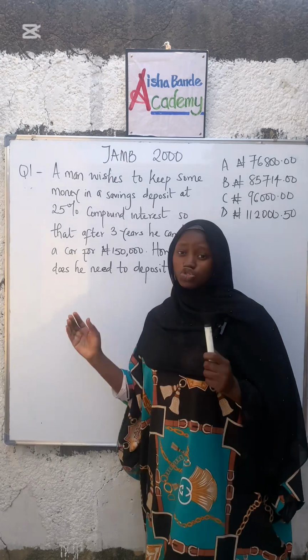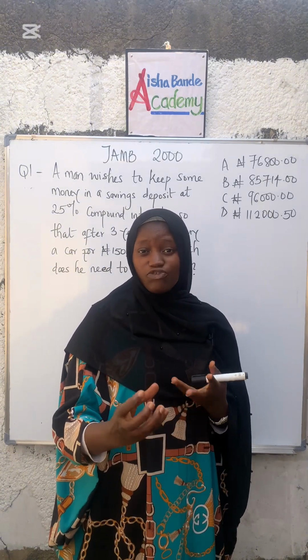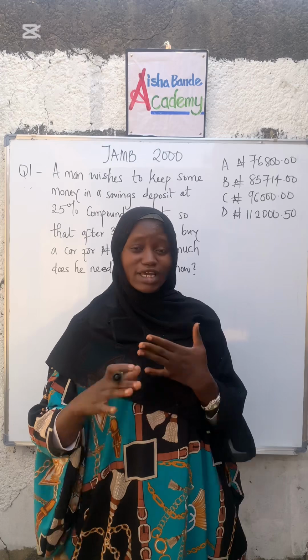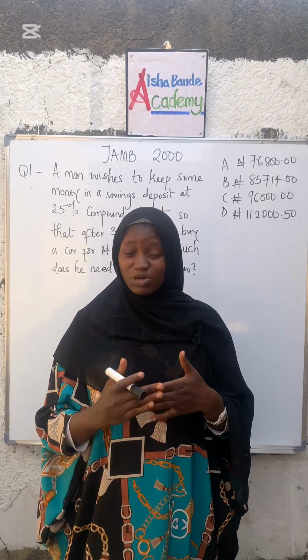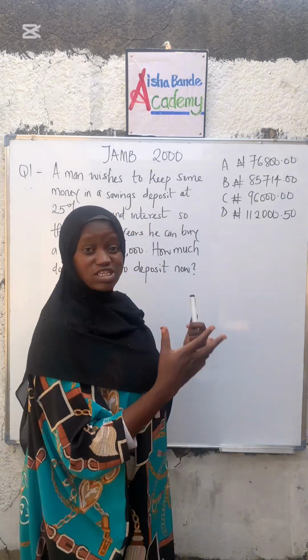Okay. So all we need to do is to bring out the parameters, provide a correct formula we are to use to solve the question, substitute and get your answer. We have to be fast about it because it is JAMB and the time is limited, okay? So now let's bring out the parameters.